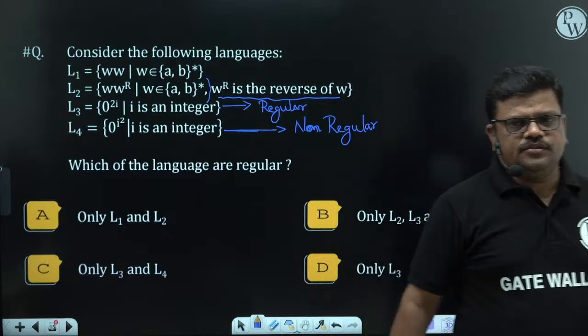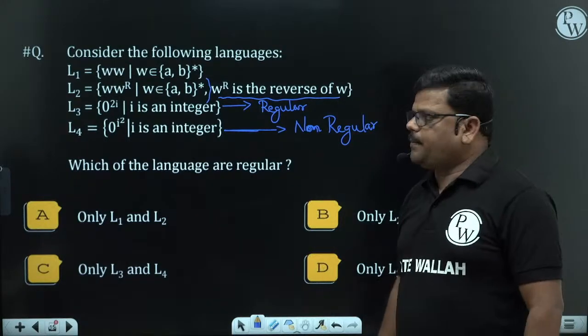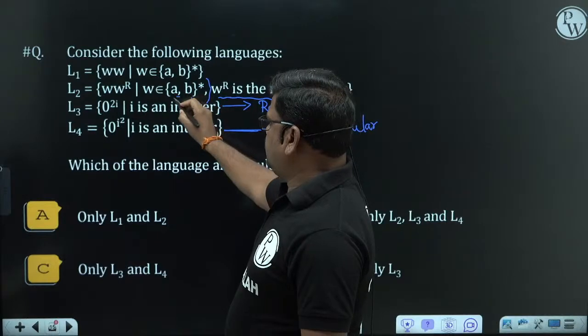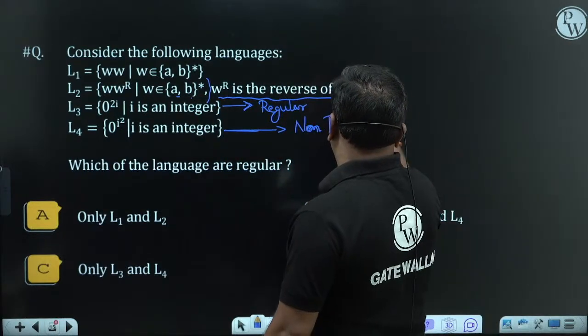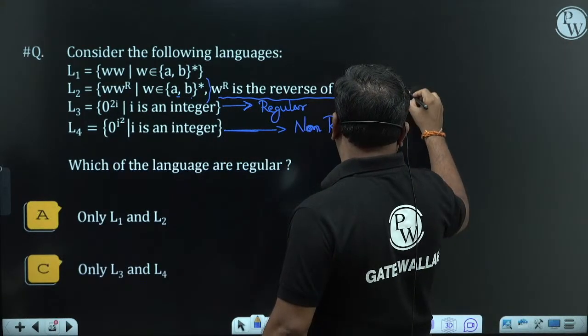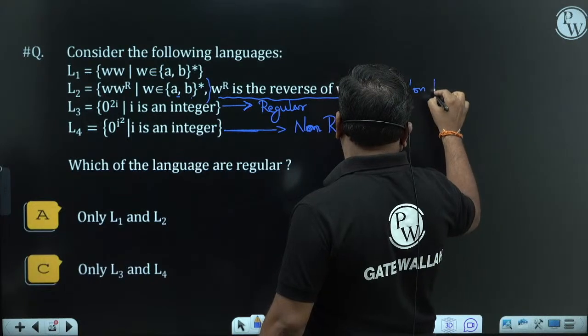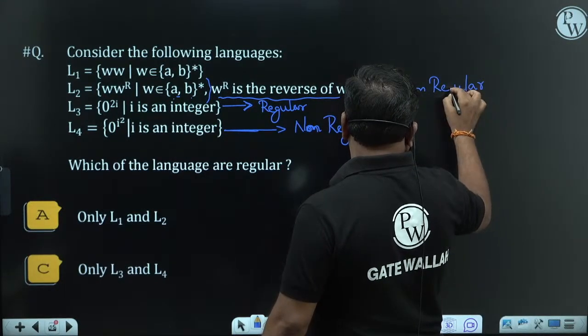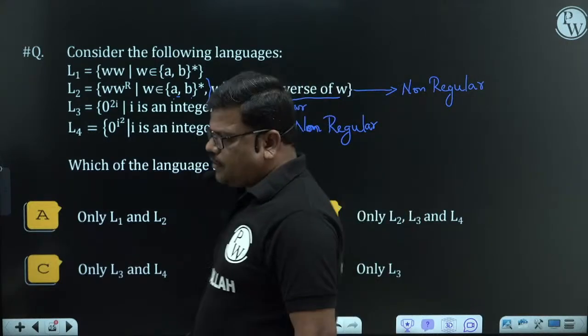What about L2? The language L2 is clearly a palindrome language, W W power R, a string and its reverse, that too over more than one symbol. Palindrome languages over more than one symbol are non-regular.